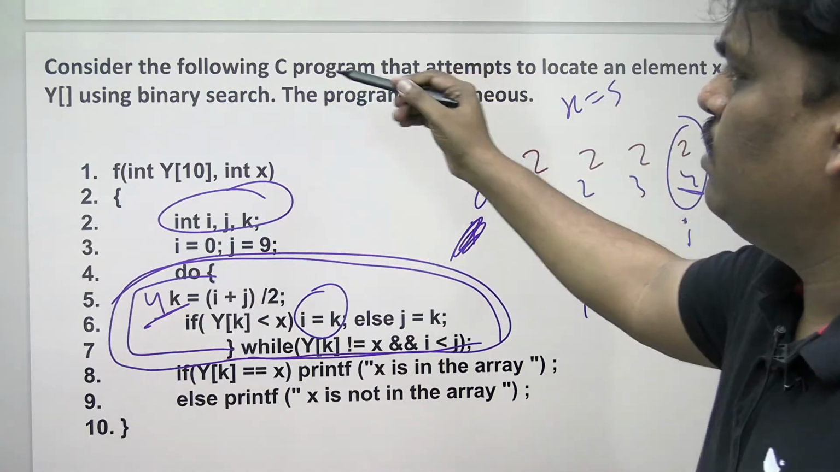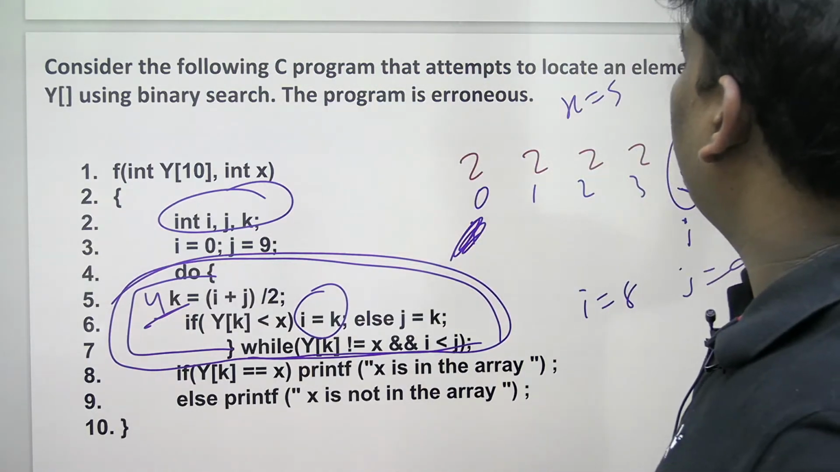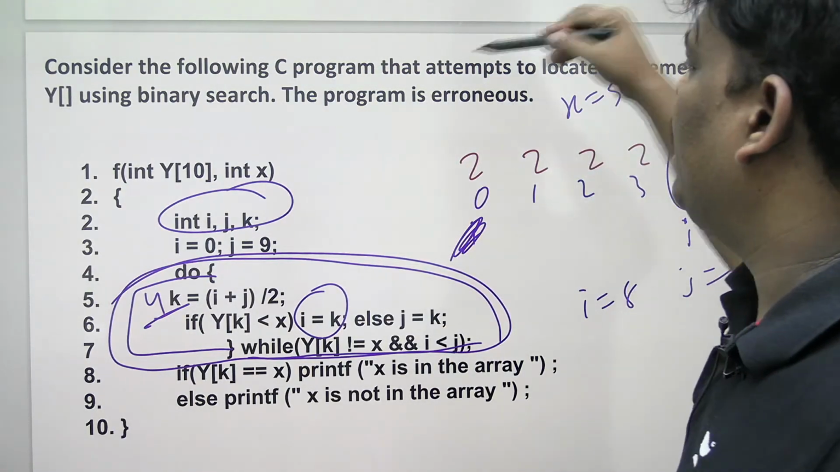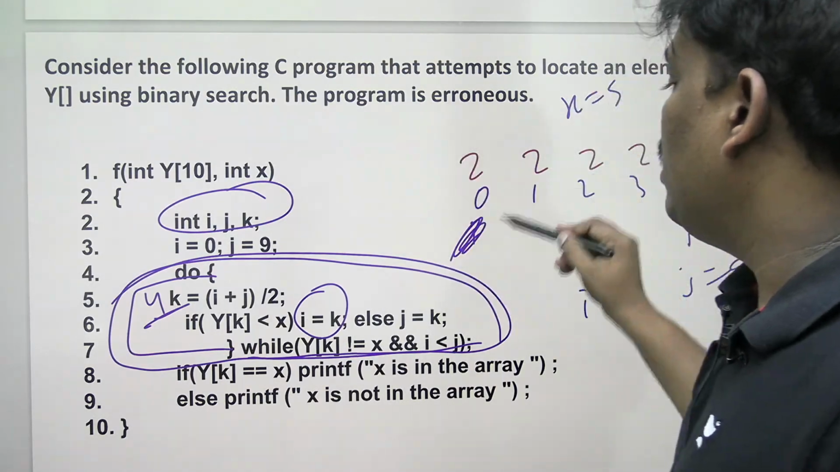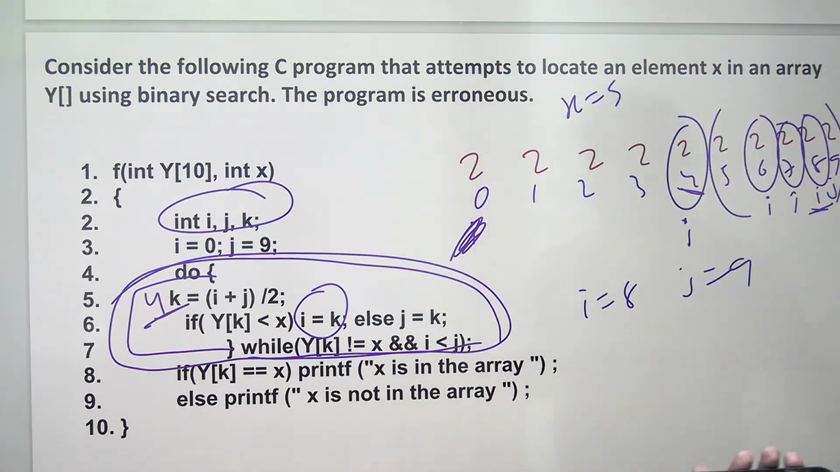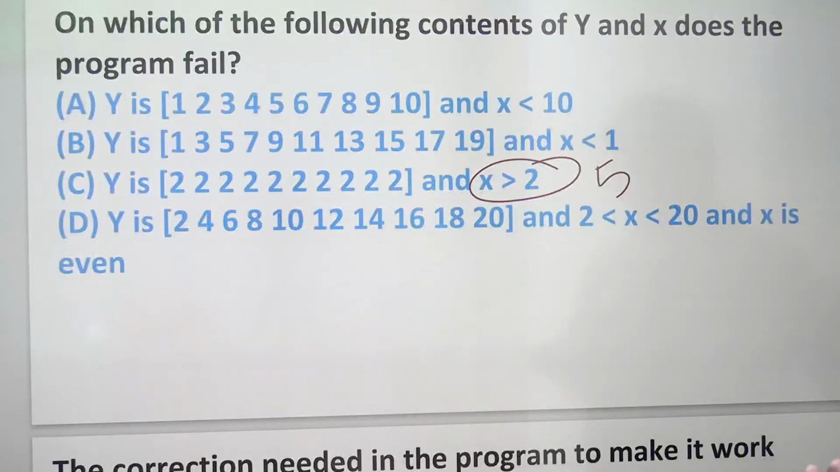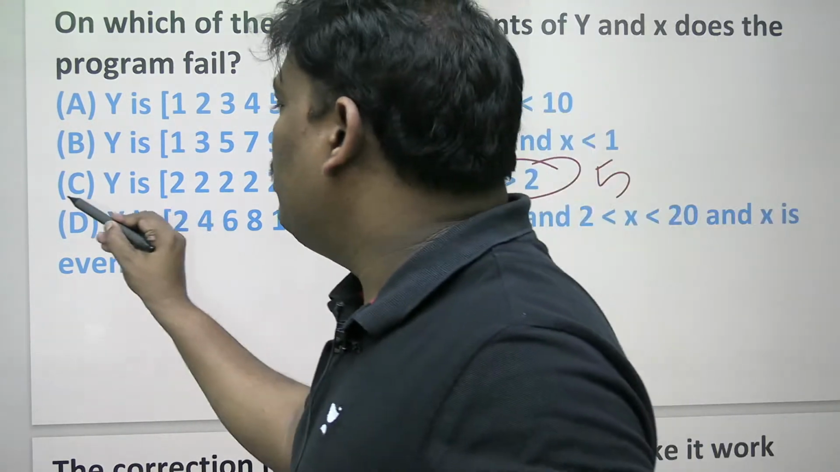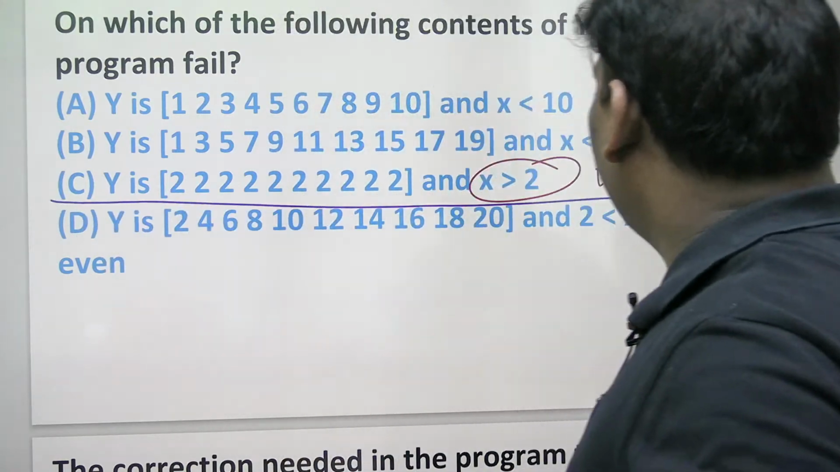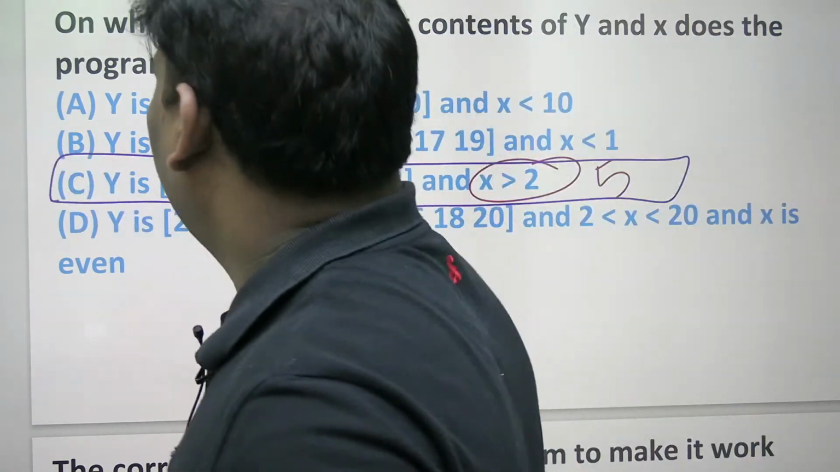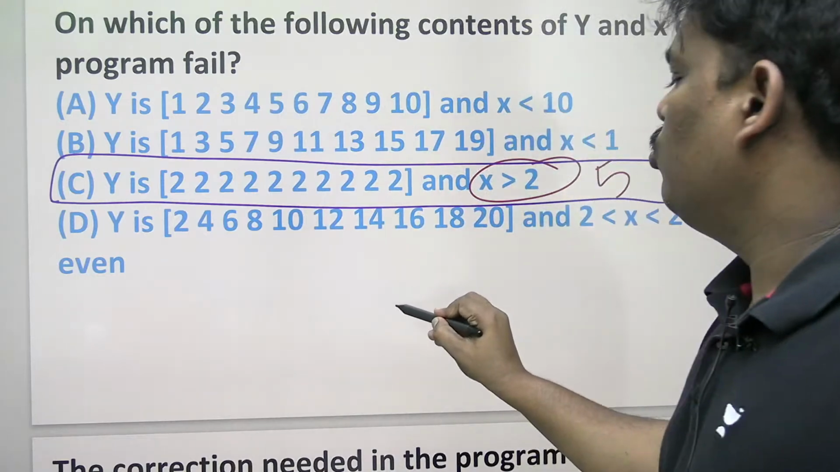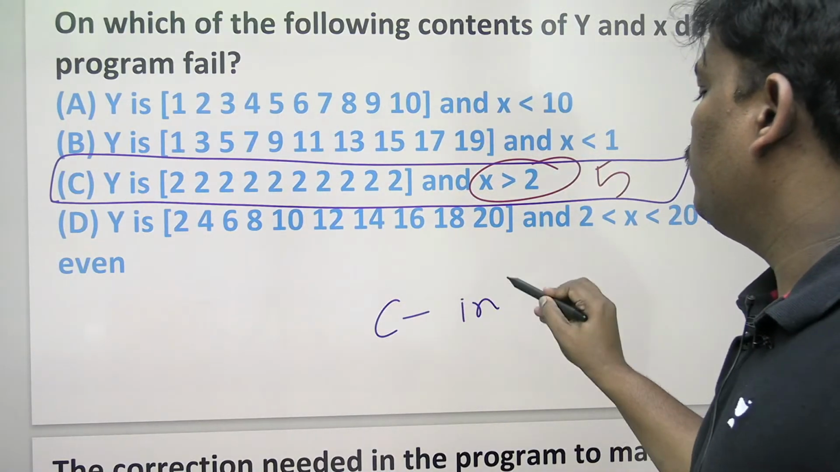Now let me check. Consider the following C program that attempts to locate the element x in an array y using binary search. The program is erroneous. What will be the reason? For which of the following contents of y and x does the program fail? Remember, for option C it will go into an infinite loop.